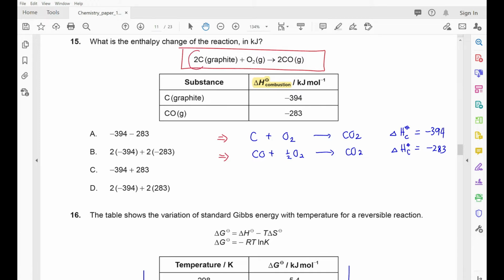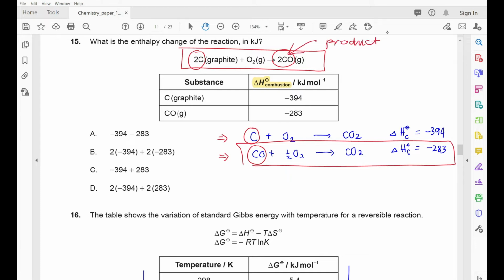Now we have 2 moles of carbon giving 2 moles of carbon monoxide. Here we have only 1 mole of carbon and 1 mole of carbon monoxide. So first what we want to do is multiply both equations by 2 to get the correct coefficients. And then we want to reverse the second reaction because carbon monoxide is going to be our product. So when we reverse the equation, we also have to reverse the enthalpy sign.